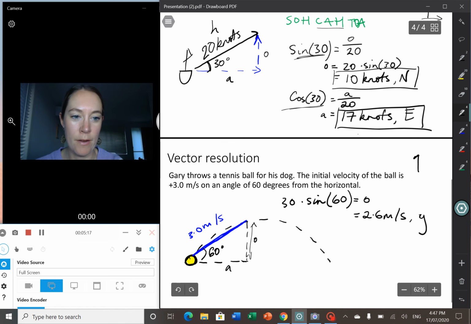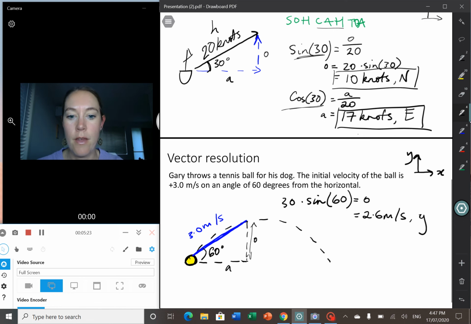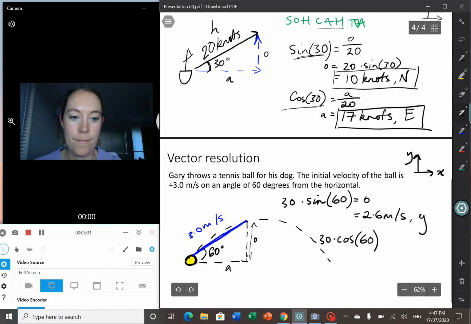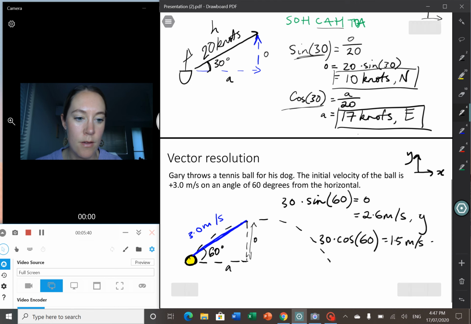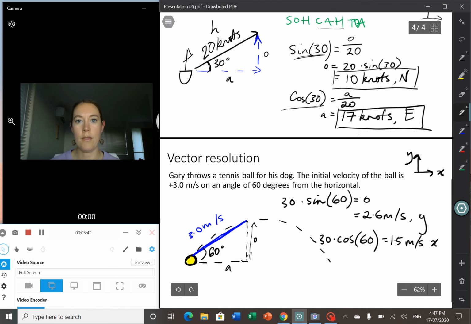So I should have done that at the start, I suppose. Y, x. And to find the length of the adjacent, I'm going to use cosine, and that will be 1.5 meters per second in the direction x.